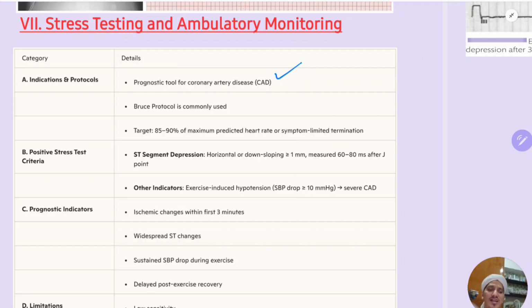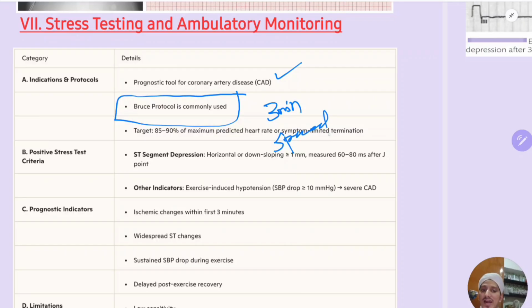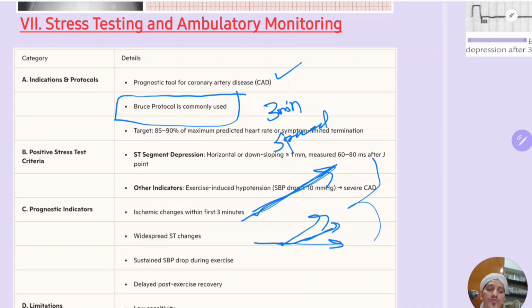Okay, so there are different protocols. The commonly used protocol is the Bruce protocol. In this Bruce protocol, every 3 minutes you will increase the speed of the treadmill and the tilt of the treadmill, the angle of the treadmill. Initially it will be flat and the angle will increase. They will increase stage by stage and they will record the ECG. So that is the Bruce protocol.